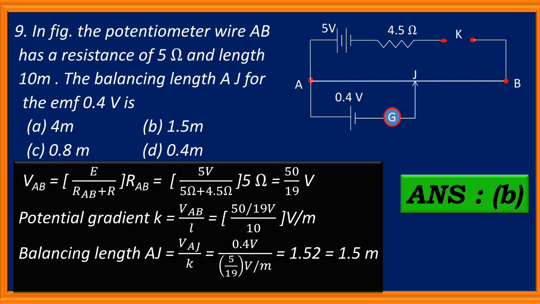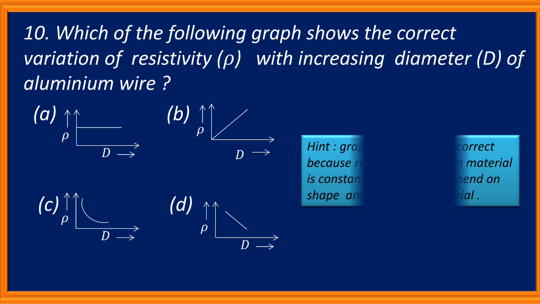So first of all we find potential difference across AB, which is given by E by (RAB plus R) into RAB, which, after putting the value, we get 50/19 volt, and we find the potential gradient K equal to VAB by L, which is 50/19 divided by 10 volt per meter. Now the balancing length AJ is very clear to all of us, VAJ by K, which is 1.5 meter. So the correct answer here is option B, 1.5 meter.